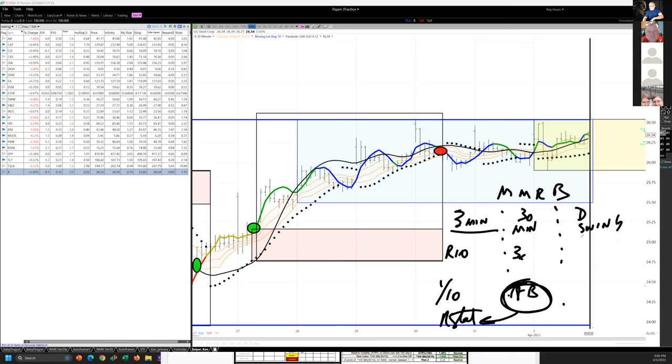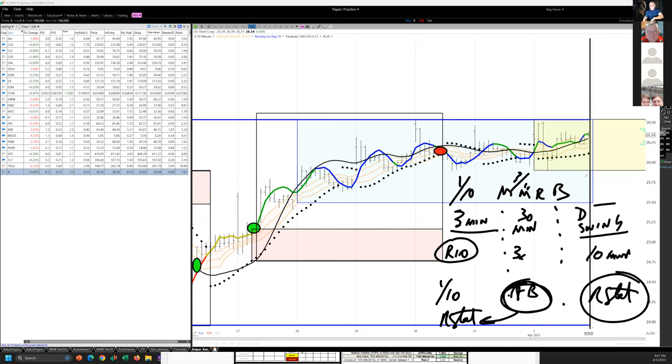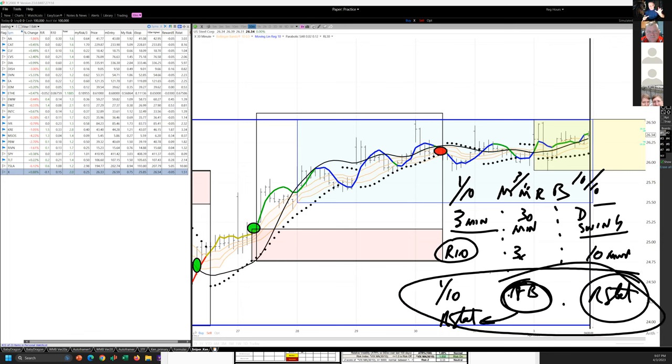And then on a swing trade, I like just using 10 times the MMRB. 10 MMRBs is a range stat. And what's nice is that your position size is about 1/10, that's 3/10, and that's 10/10. So by having those frames in mind, you can use standard sizes for your work.